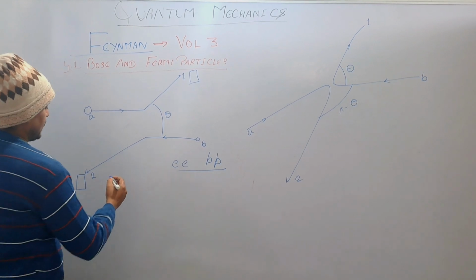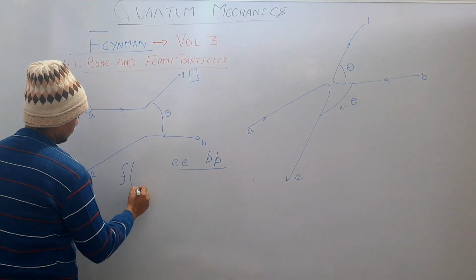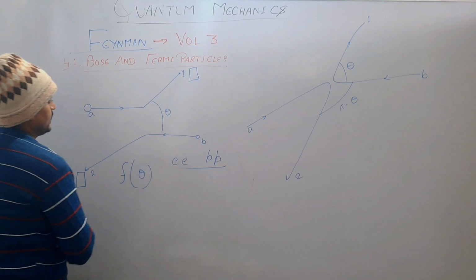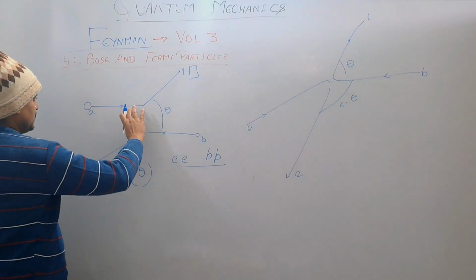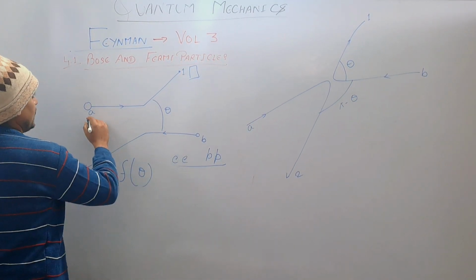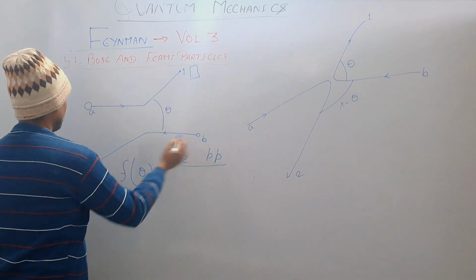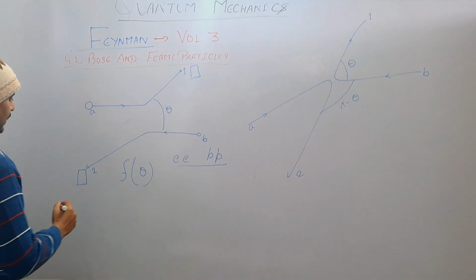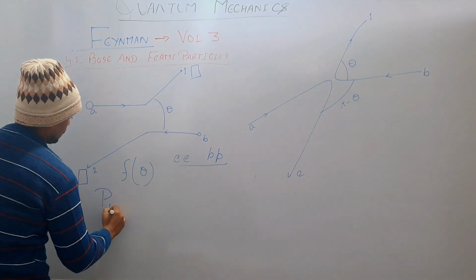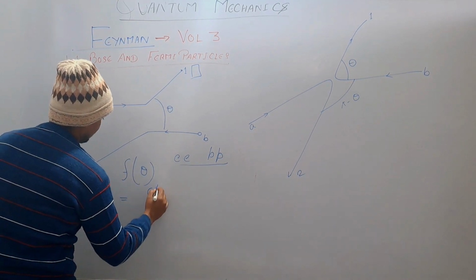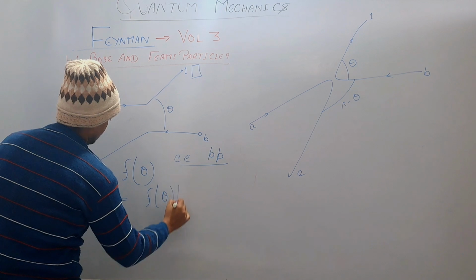Suppose F theta is the amplitude for this specific event where A is going to counter 1 and B is going to counter 2. Then probability P1 will be the square of this amplitude, F theta squared.